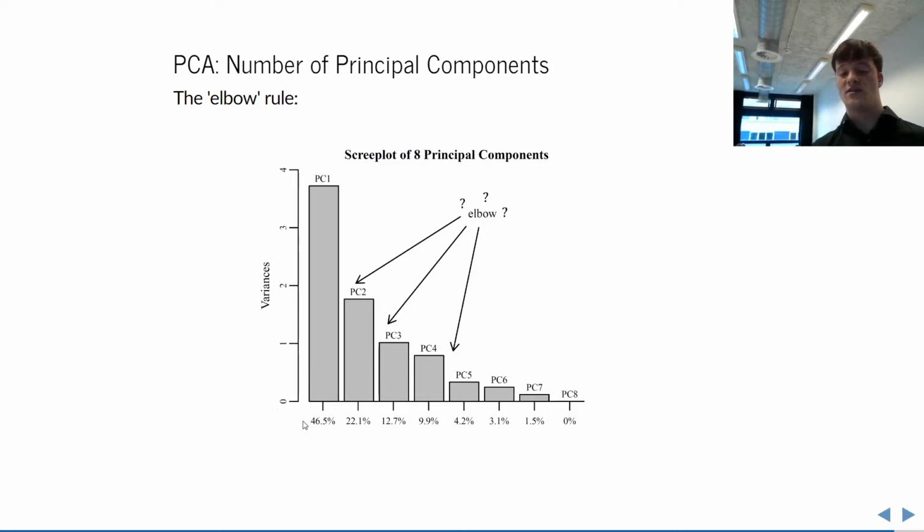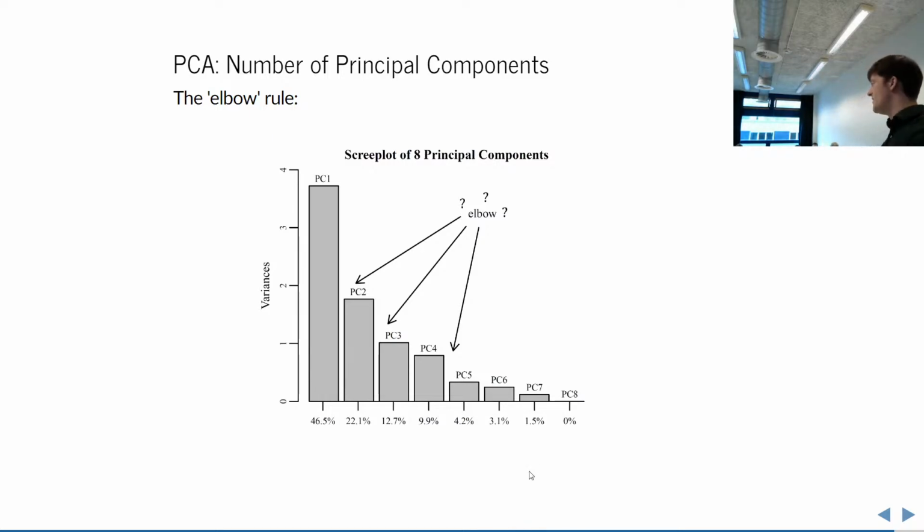Well, okay, that is because personally I think that 46.5 plus 22.1 is still not so much of the variance. It's like, what is that, 70% or so? So that leaves about 1/3 of the variance unaccounted for. So I don't find that satisfactory. But then, this is a small step, right? This gets me another 12.7%. This still gets me another 10%. But then suddenly, this gives me less than 1/20th of the remaining variance. And after that, even less, and at the end, it doesn't add any information anymore.